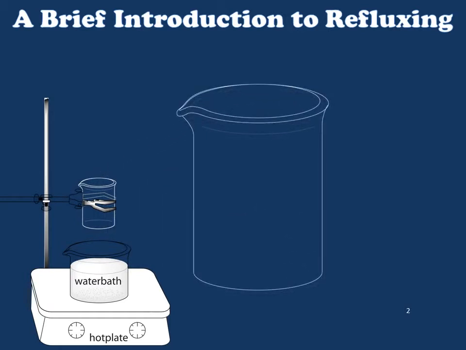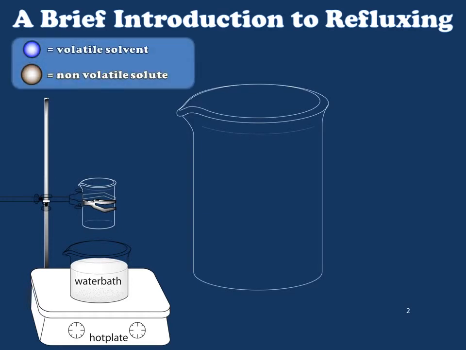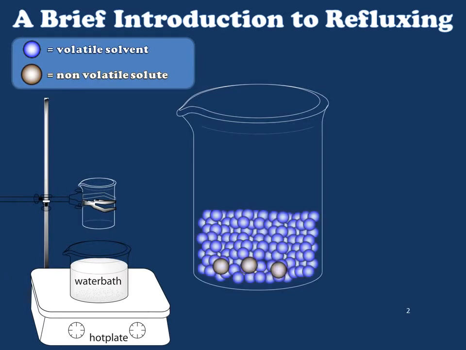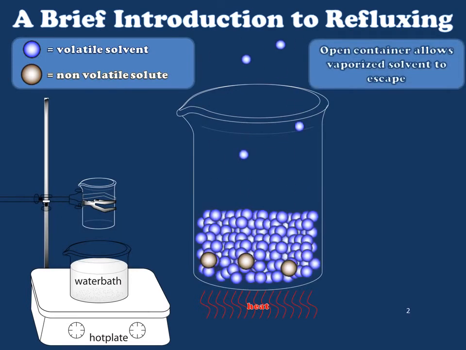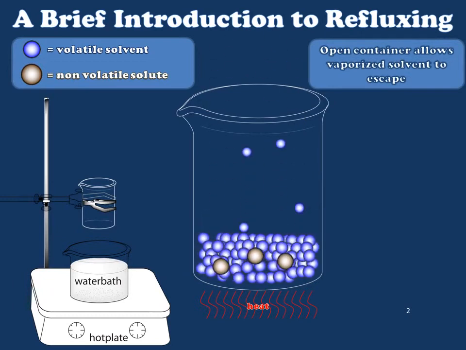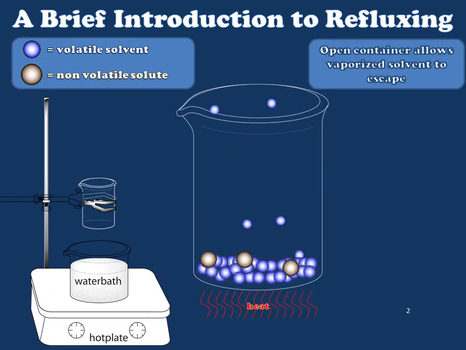Within our beaker, we're going to place two different kinds of molecules, those of volatile solvent, shown in blue, and those of a non-volatile solute, shown in brown. As we apply heat to this mixture, we expect the volatile solvent to boil. So let's do that now and watch what happens to the solvent vapor as it is formed. In this system, as you can see, the solvent vapor is escaping and not returning to the flask. This means that over time, we expect all of our solvent to become vapor and ultimately escape, leaving behind simply a residue of the non-volatile solute.